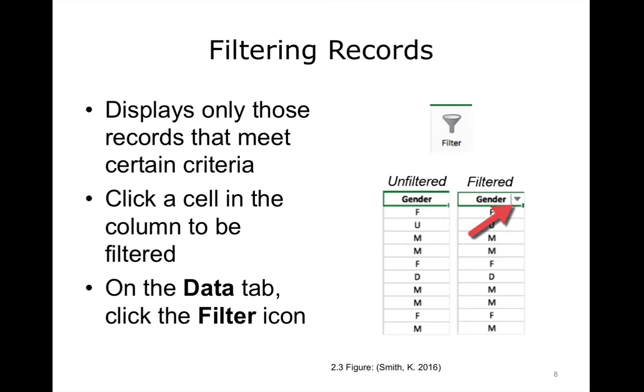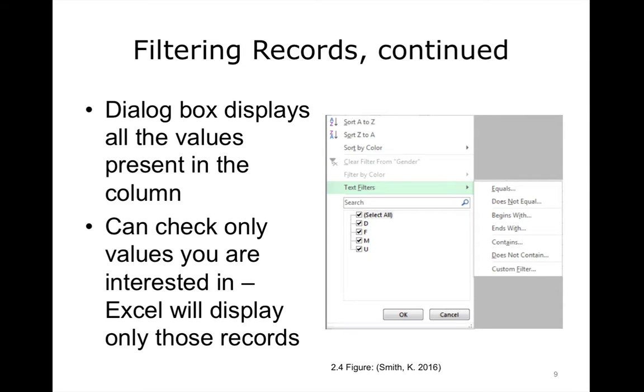Click the drop-down arrow and we'll look at what happens on the next slide. If you click the drop-down arrow on the column header, you should now see a dialog box with several options. First, at the bottom of the dialog box is the list of all the values that were present in the gender column, the M, F, U, and the D that is an incorrect value.